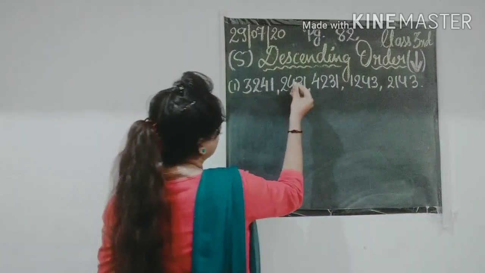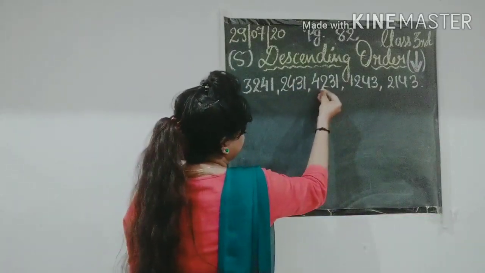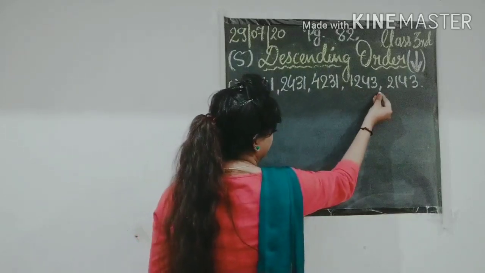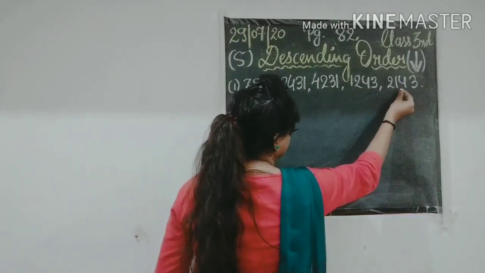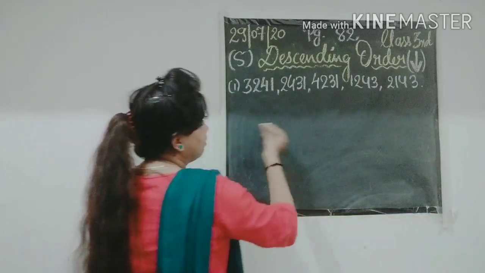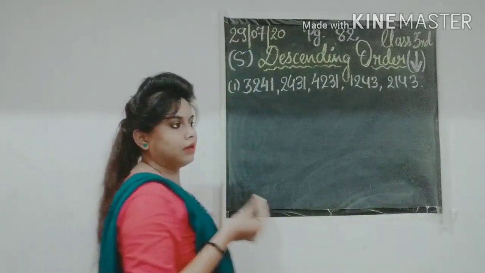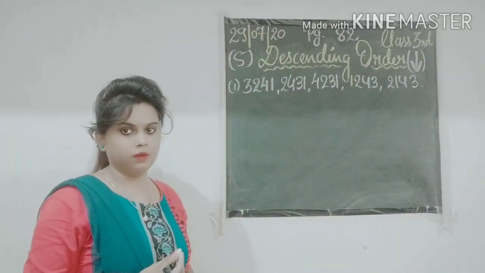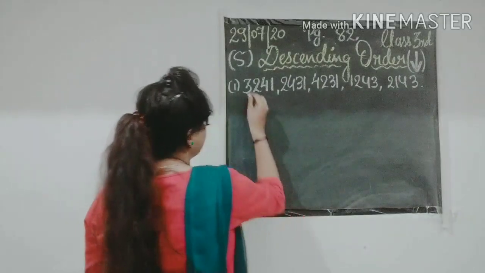3,241, 2,431, 4,231, 1,243 and 2143. Compare all these numbers, and out of these numbers what you have to find out? You have to find out the biggest number. Okay? So find out the biggest number.